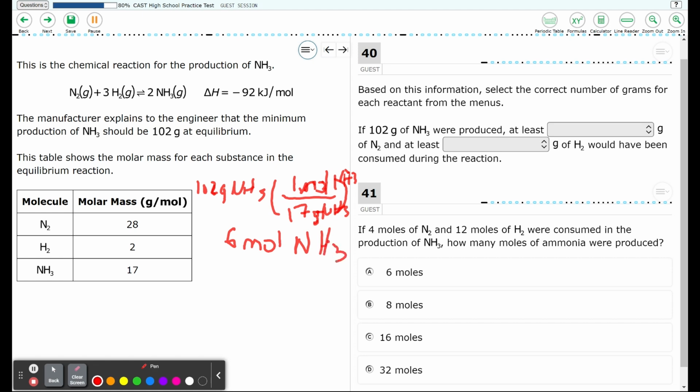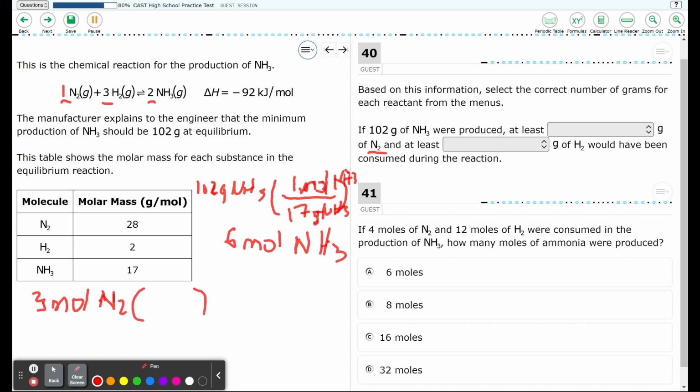Well, now we got to pay attention to the coefficients up here. We can see that we're going to get 2 ammonia molecules out of this reaction every time it progresses. What's that going to take? Are we doing nitrogen first? Yes, we're doing nitrogen first. So it's going to take 1 nitrogen. So if 1 nitrogen molecule produces 2 ammonia molecules, that means to get 6 ammonia, we're going to need 3 moles of N2.